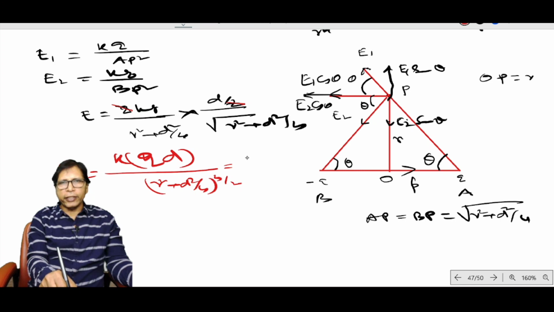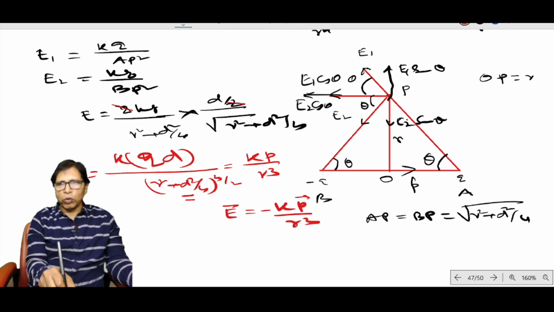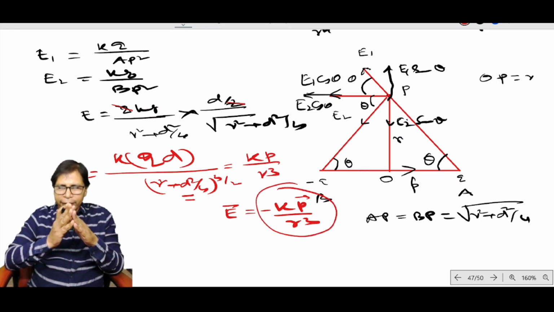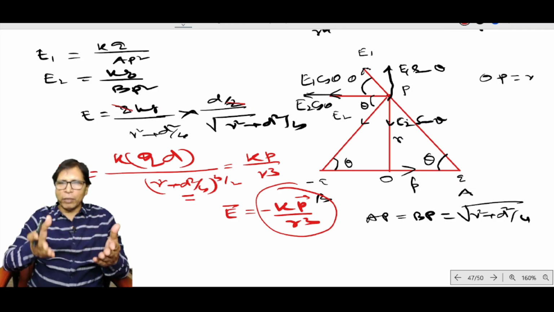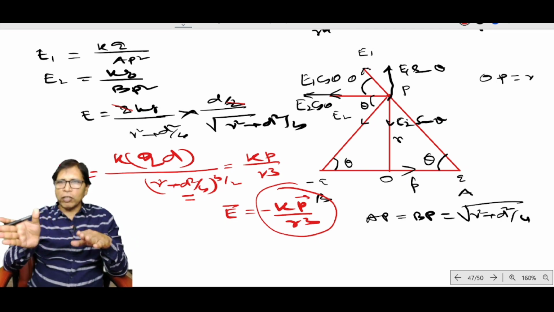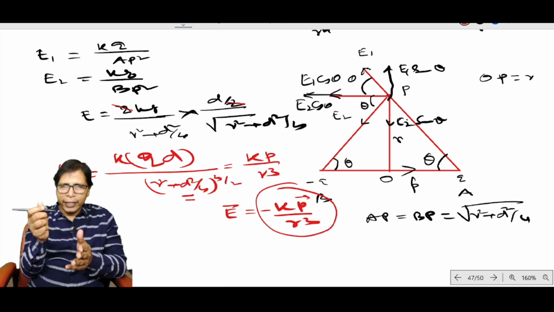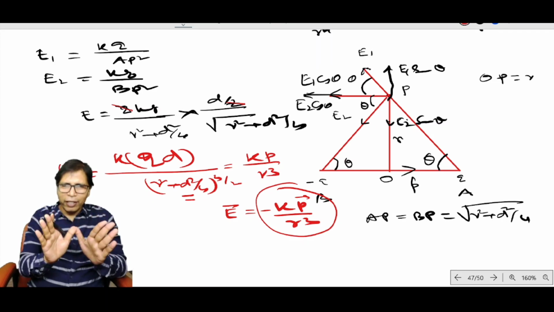Now this is K into P whole divided by R cube, as D is very small in comparison to R. Therefore, the E vector is equal to negative KP vector by R cube. So the electric field on the perpendicular bisector position is half of the electric field on the axial position if the distance is the same. The electric field on the axial position is directed along the direction of the P vector, and on the perpendicular bisector position it is directed away from the P vector. Okay, no problem.